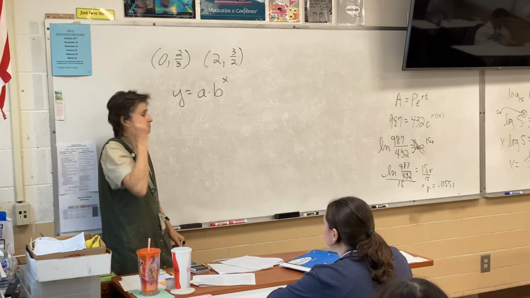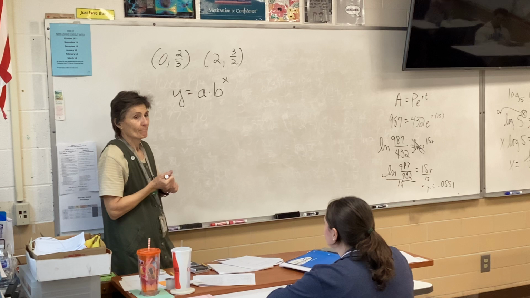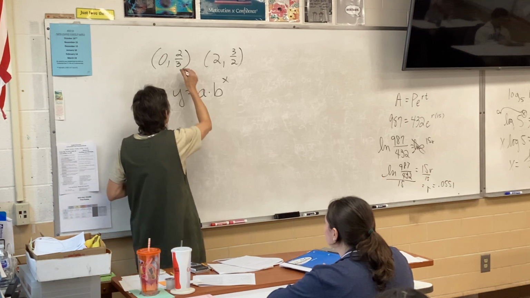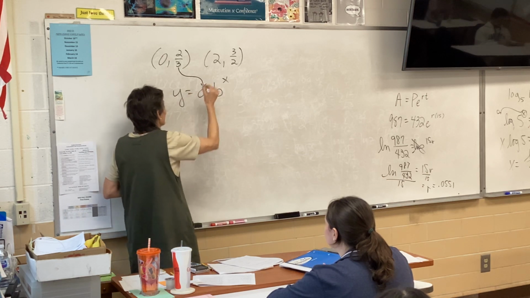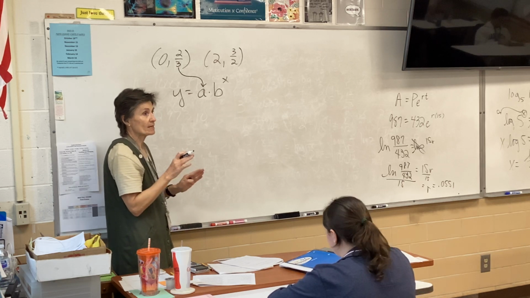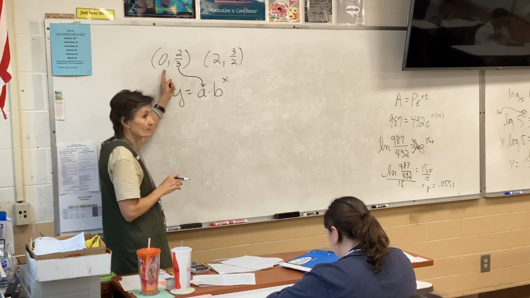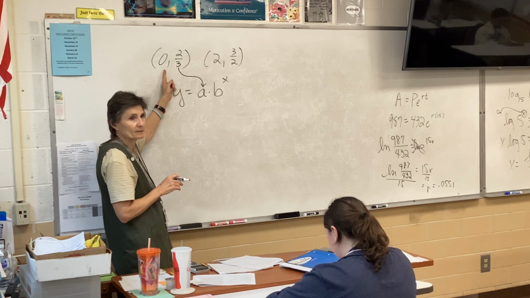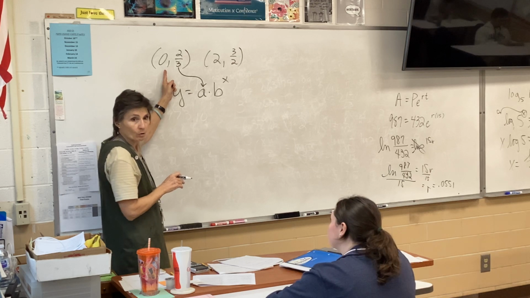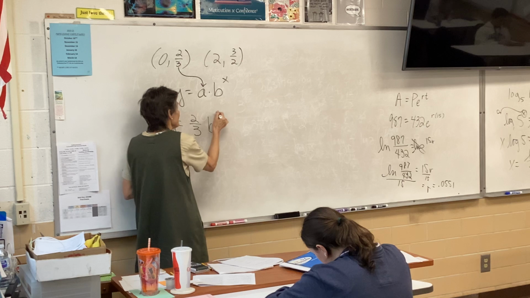Okay, so where does this start? A equals 2/3. This number right here is 2/3. A, we also call that the initial value. That number is the number that's hooked to the 0. That's your y-intercept. So our equation is y equals 2/3 b to the x.